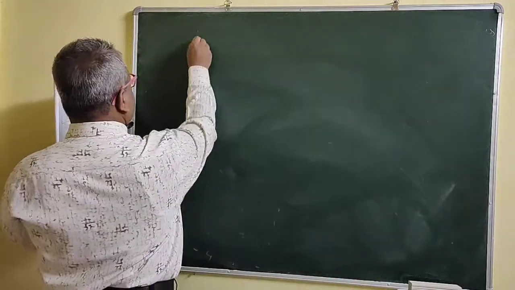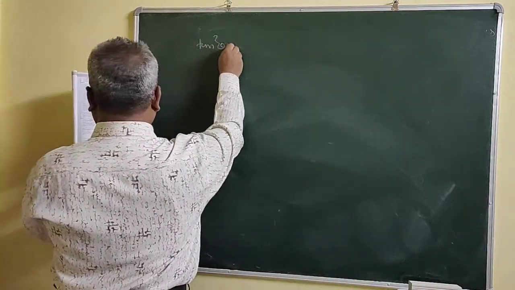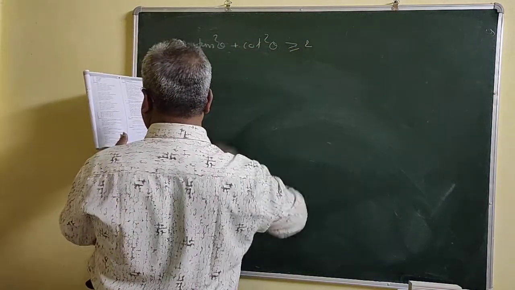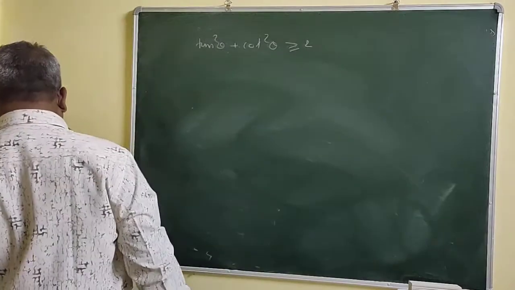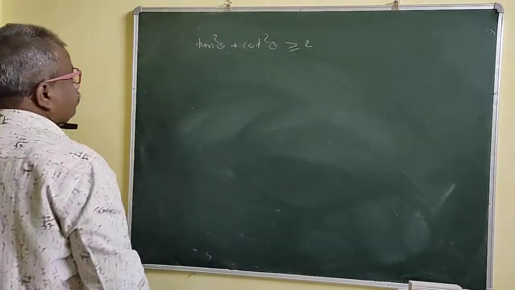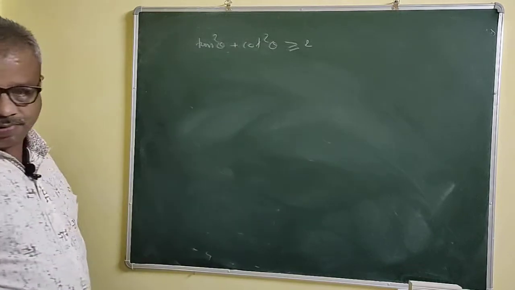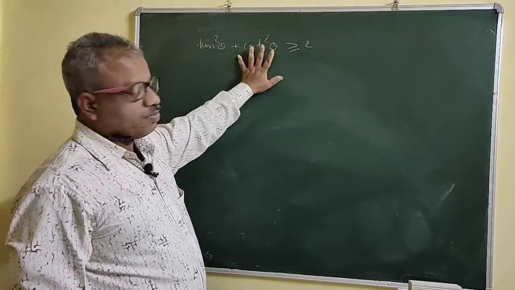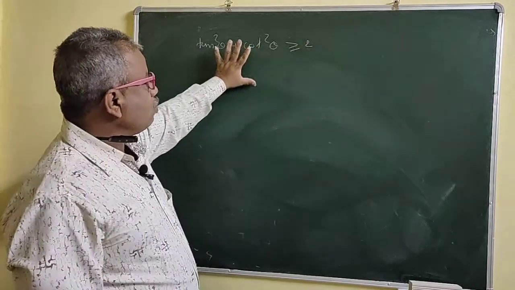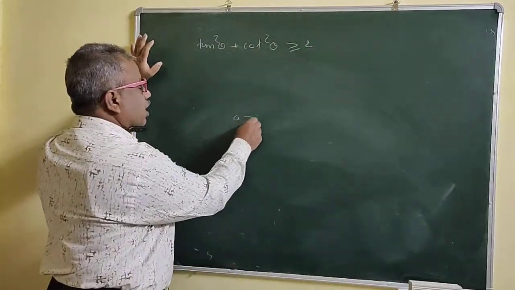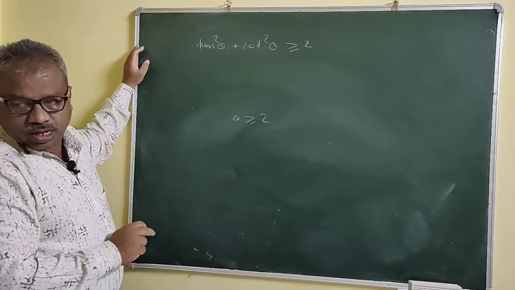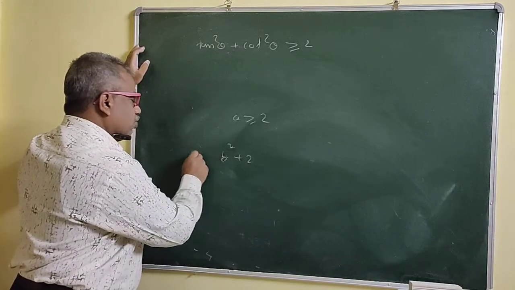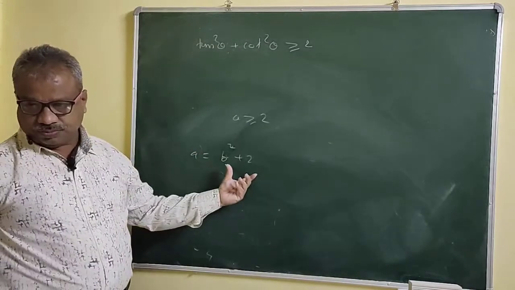Next, show that tan square theta plus cot square theta is greater than or equal to 2. So what do we have to prove? Tan square theta plus cot square theta is greater than or equal to 2. Suppose you want to prove that A is greater than or equal to 2. If you show that A is the same as b square plus 2, right?